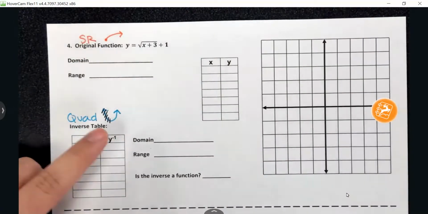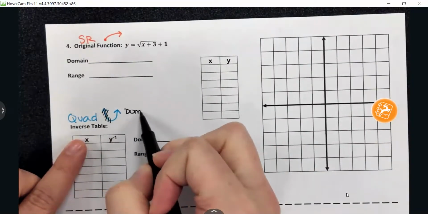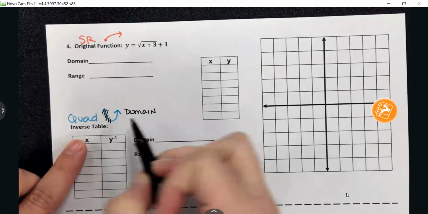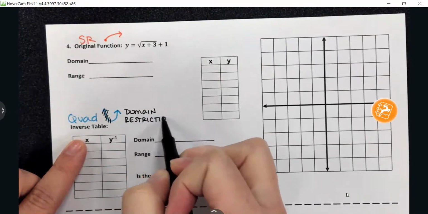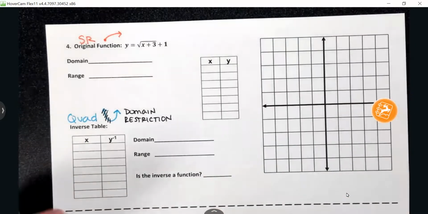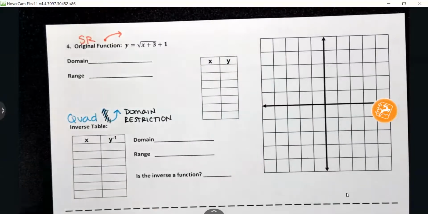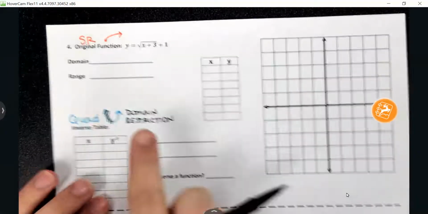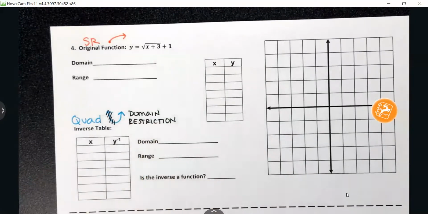This right here is called a domain restriction. When I restrict something, I am stopping it. So I'm not drawing an entire graph, I'm just drawing half my graph. A domain restriction. Those are two important words you're going to have to know.